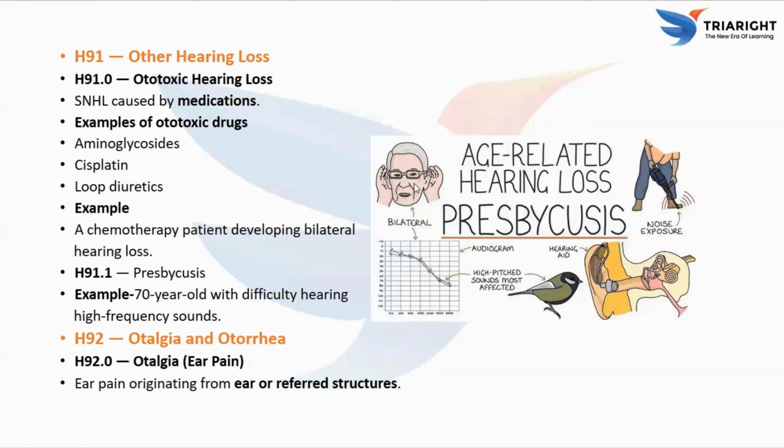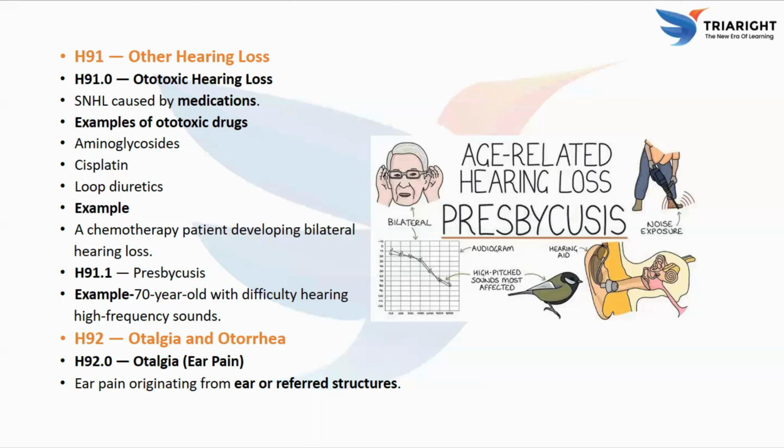So next is presbycusis. You have to assign the code H91.1 for presbycusis. This is an age-related sensorineural hearing loss, progressive and bilateral. So what is the cause of presbycusis? The degeneration of the cochlear hair cells, degeneration of the basilar membrane, and also the auditory nerve fibers.